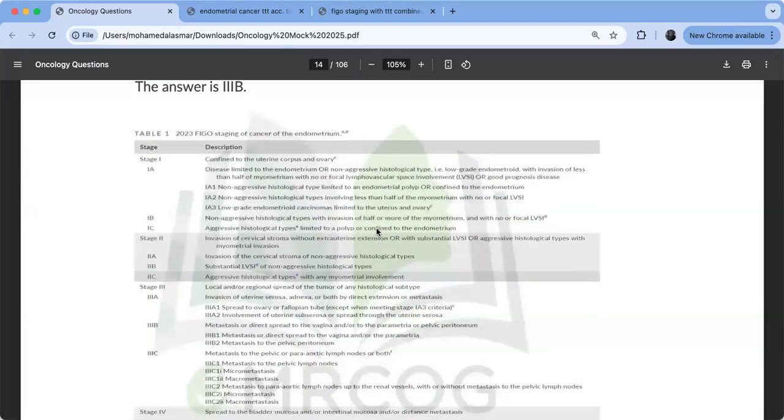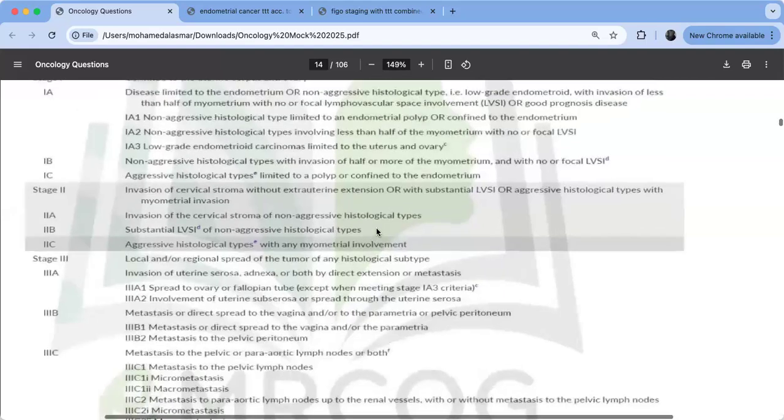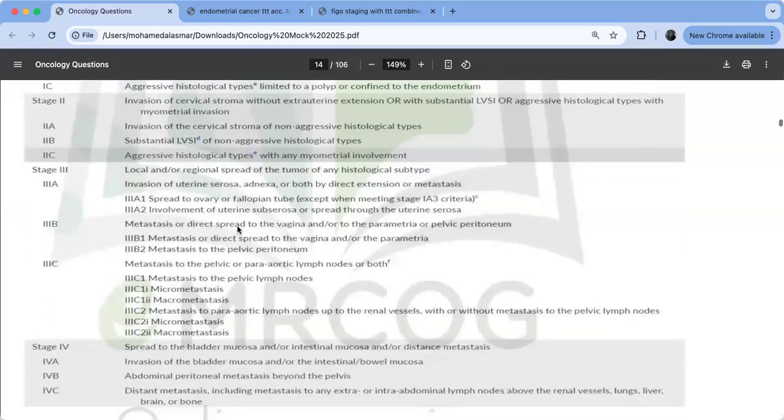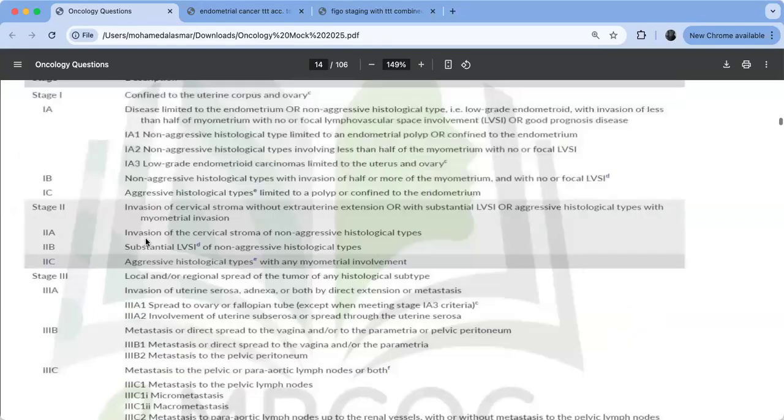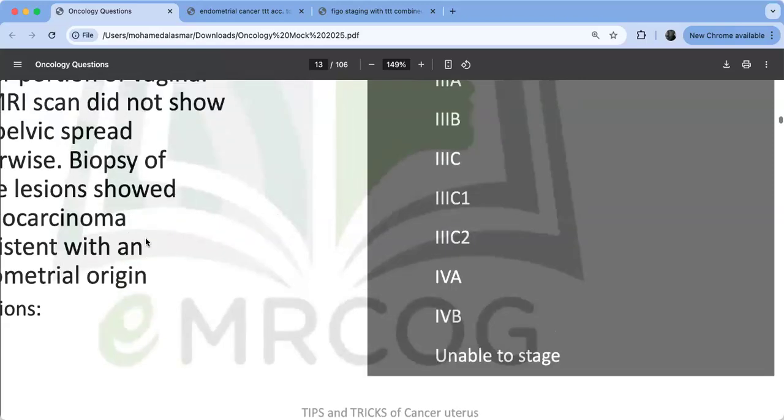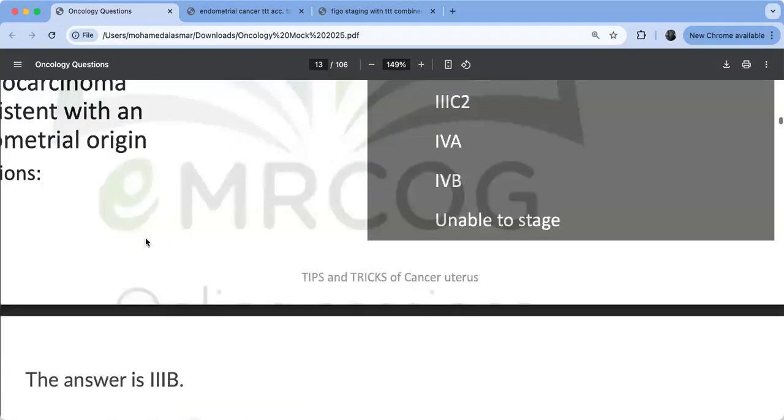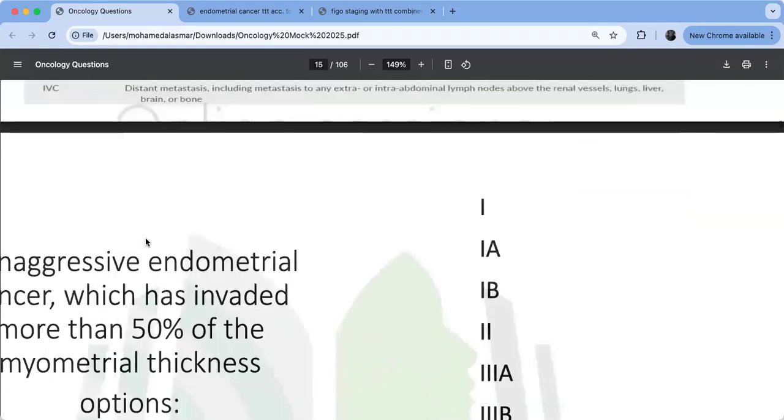Yes. So here, my friend, we said in the stage 3, metastasis or direct spread to the vagina and or the parametria of pelvic peritoneum. So vagina and or parametria is 3B1. He didn't give you this specific, he only gave you 3B, so it is the answer. Okay.